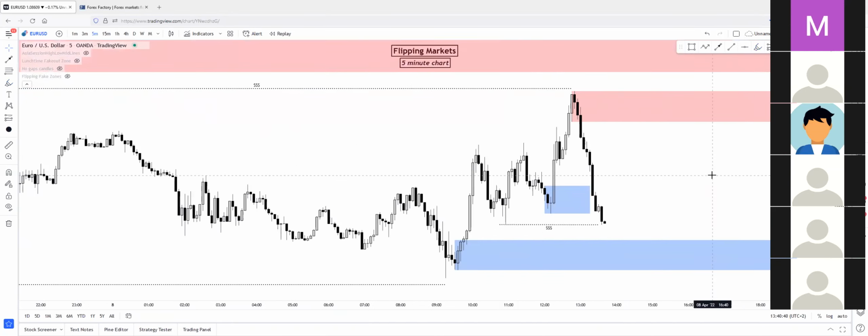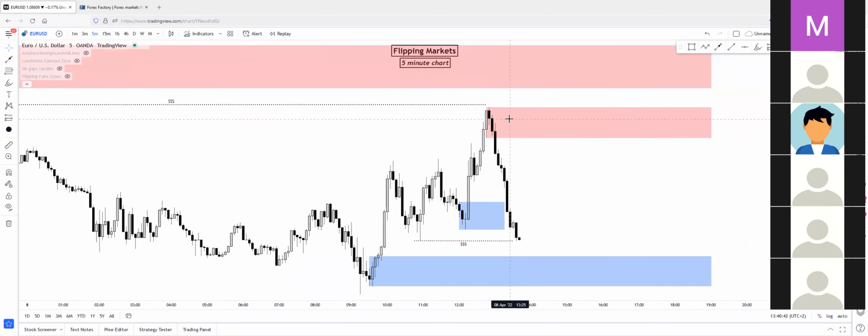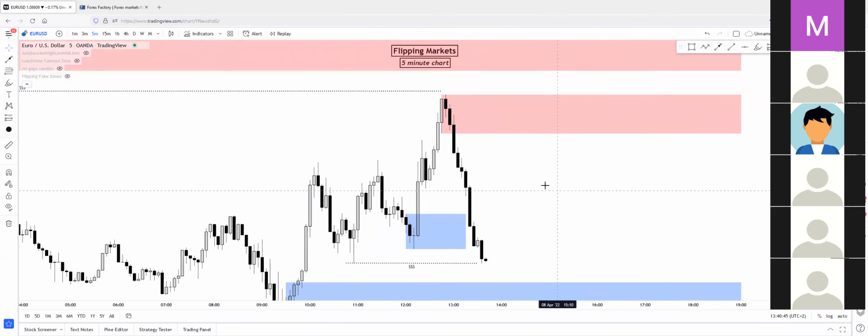Okay, let's see the second zone right here. We can refine this zone, but I want you to mark the candle, the refinement candle. I want you to mark the candle.